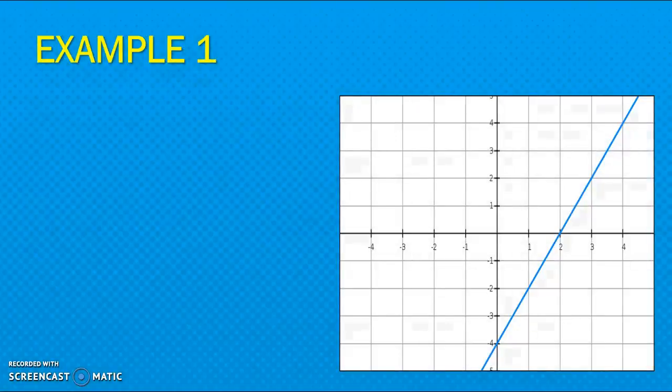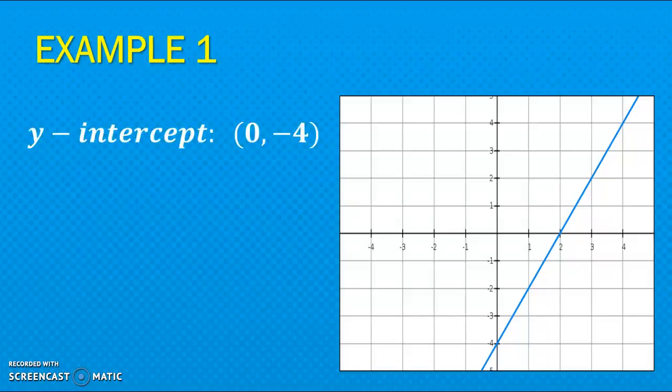In this example we have a line that's graphed, and we have to identify where it crosses the y-axis. Remember, the y-axis is the vertical axis. We look at the line and find that it crosses at -4. So our y-intercept is (0, -4), which means that b is -4.